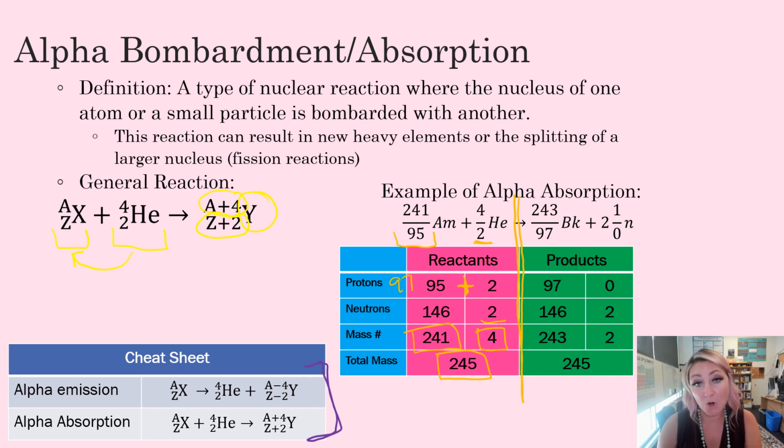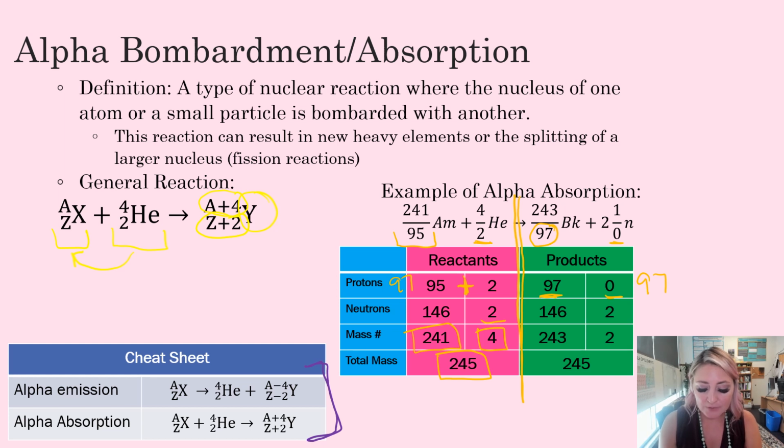When we bombard americium with an alpha particle, it results in a new element and it results in 2 neutrons that are formed. Okay, so let's do an accounting for this. All right, so Bk has 97 protons. Neutrons have no protons. Duh, it's a neutron. So when we add these together, we still wind up with that magic number of 97. So I've accounted for all the protons.